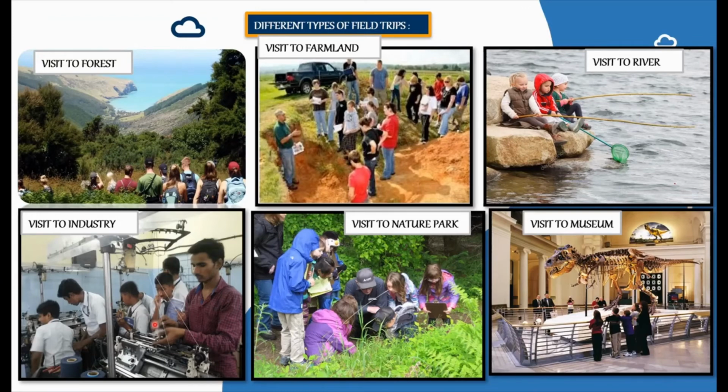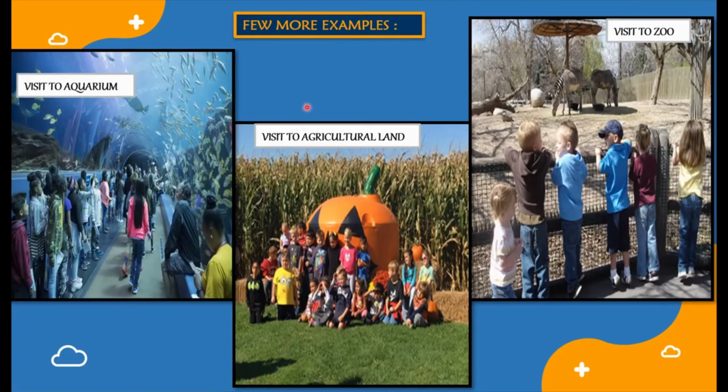So students, here we have a few examples of different types of field trips, that is, visit to a forest, visit to a farmland, visit to a river, visit to an industry, visit to a nature park, visit to a museum. A few more examples: visit to an aquarium, visit to agricultural land, visit to a zoo, etc.